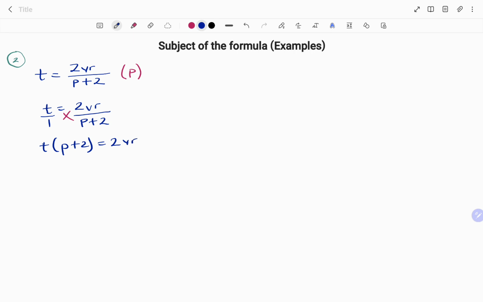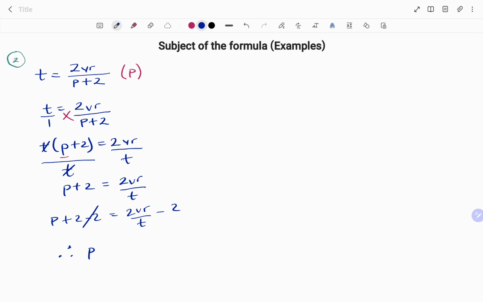I'm looking for P, so everything attached to P, I'm going to take to the other side. Let me start with my T because it's multiplication on this side. I'm going to be dividing both sides by T. This cancels. I'm left with P plus 2 equals 2VR over T. Then I need to take 2 to the other side because it's plus 2 here. That means I'm going to apply the balance method. I'm going to subtract 2 from both sides. 2 minus 2 cancels. Therefore, my P equals 2VR over T minus 2.